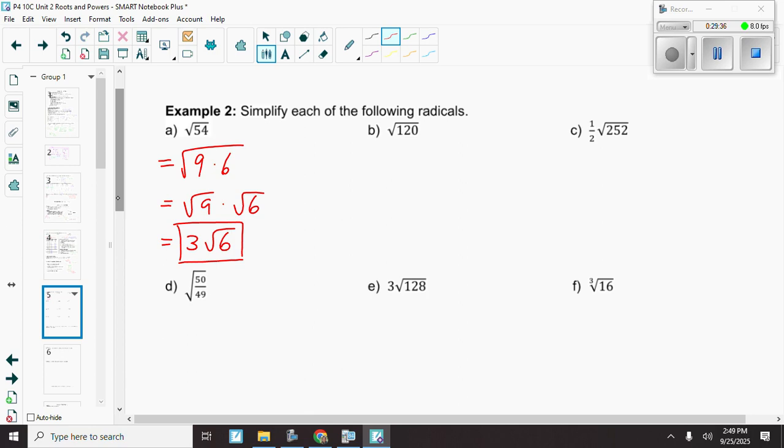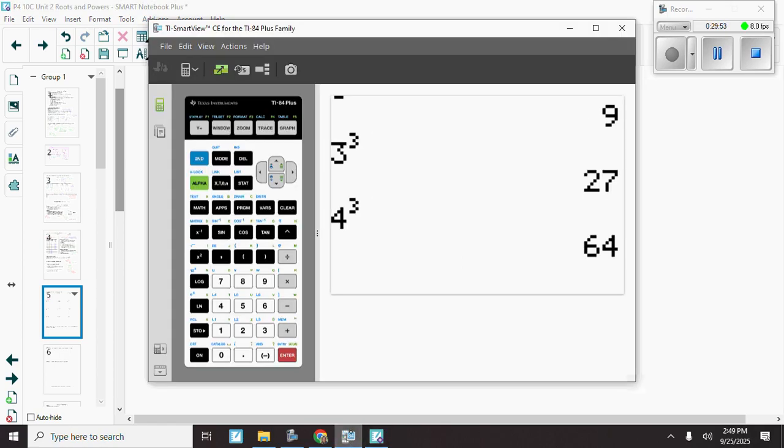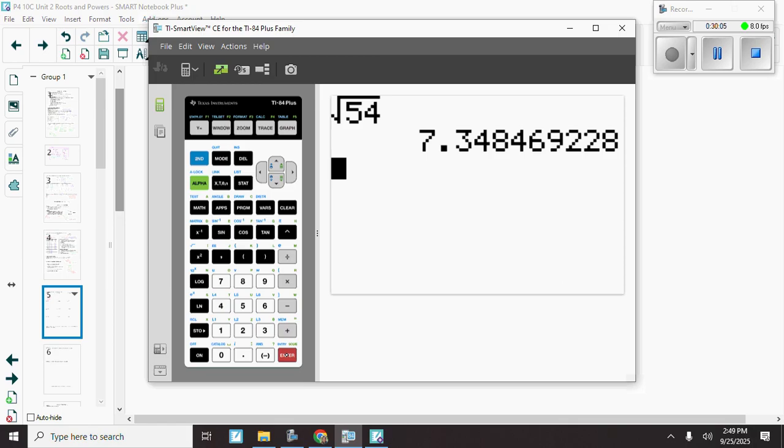Now, here's one thing you can do if you want to double check your work. Pull out your calculator and put in square root of 54 equals, and see what the answer is. Let's make sure we can put this in our calculator. Take a look at where our square root button is. It should be above the squared button. So square root of 54 equals 7.34 and a bunch of decimals.